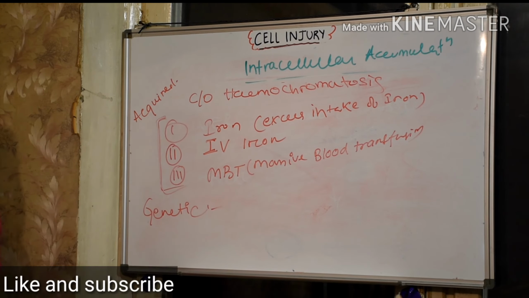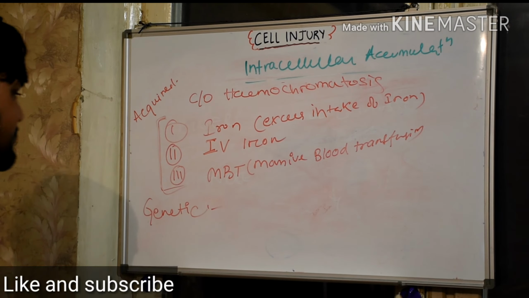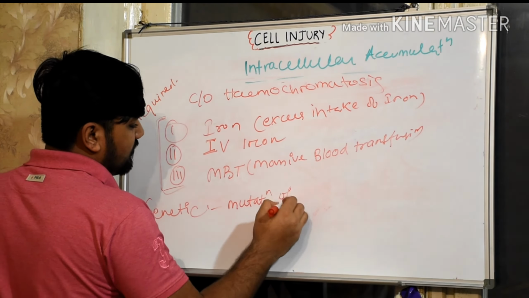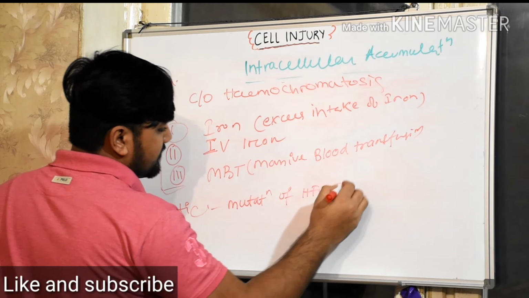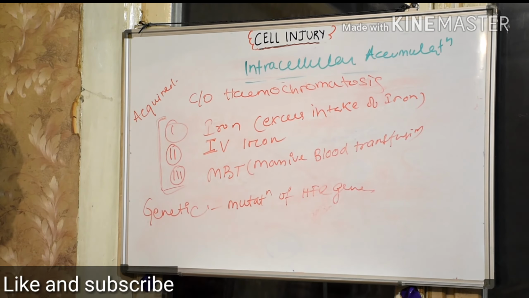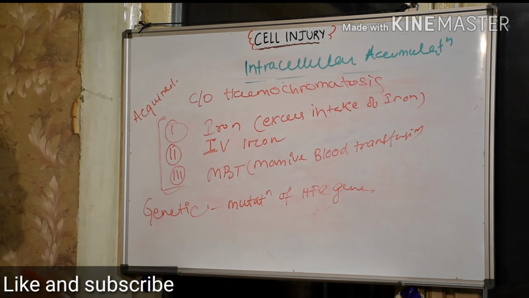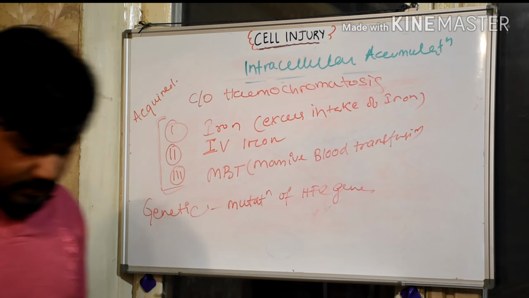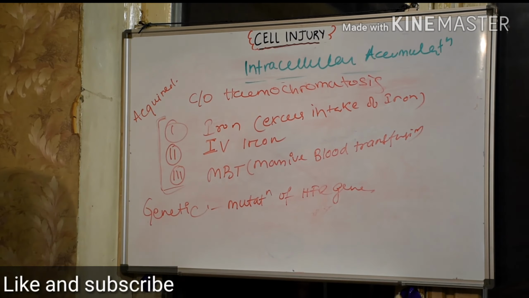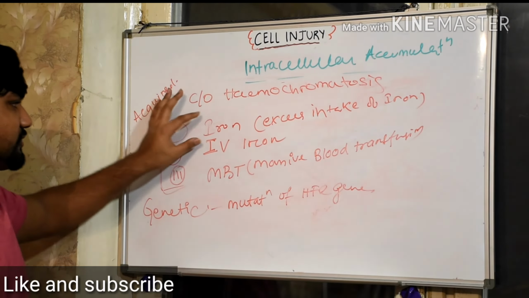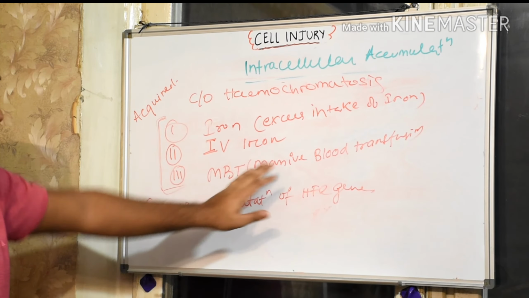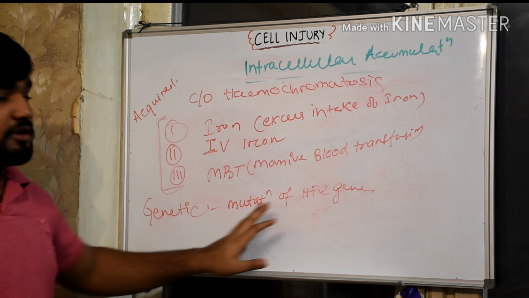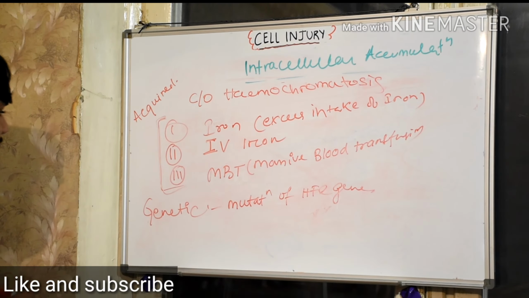What is the genetic cause of hemochromatosis? That is mutation of the HFE gene. Just write down mutation of the HFE gene. Excess of hemosiderin, or excess of iron pigment in the body, is known as hemochromatosis. The accumulation of hemosiderin in different organs causing organ damage is hemochromatosis. The acquired causes are excess intake of iron, IV iron, and massive blood transfusion. The genetic cause is mutation of the HFE gene.